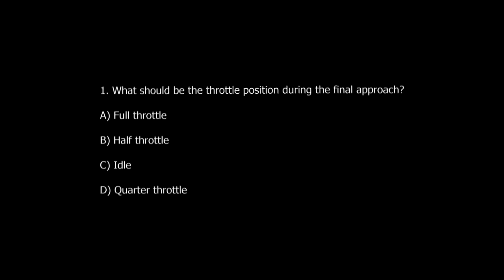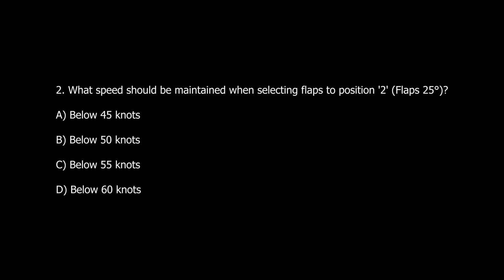Questions. Question number 1. What should be the throttle position during the final approach? A. Full throttle. B. Half throttle. C. Idle. D. Quarter throttle. Question number 2. What speed should be maintained when selecting flaps to position 2, flaps 25 degrees? A. Below 45 knots. B. Below 50 knots. C. Below 55 knots.